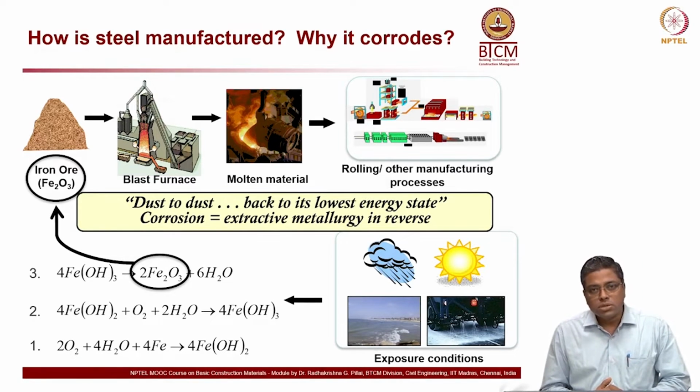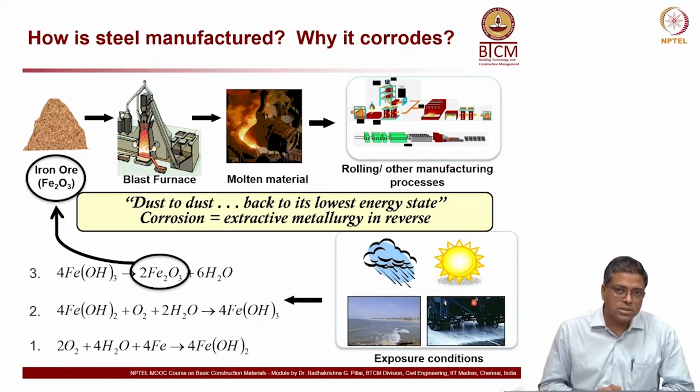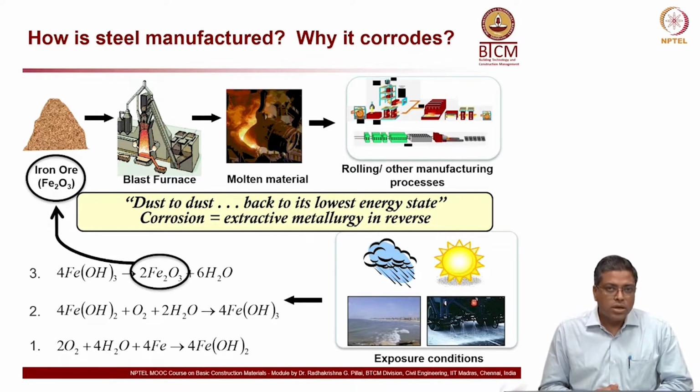So when we use this steel in concrete structures, the structures get exposed to moisture, oxygen, carbon dioxide, chloride, etc. And in those exposure conditions, the steel will get corroded, and this corrosion is nothing but the extractive metallurgy in the reverse direction. And the corrosion product has a similar chemical structure as that of iron ore.